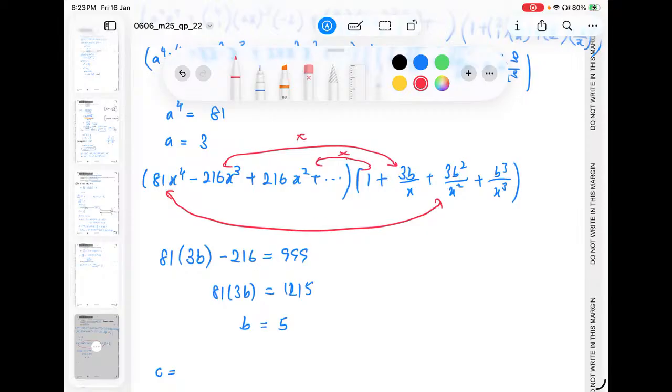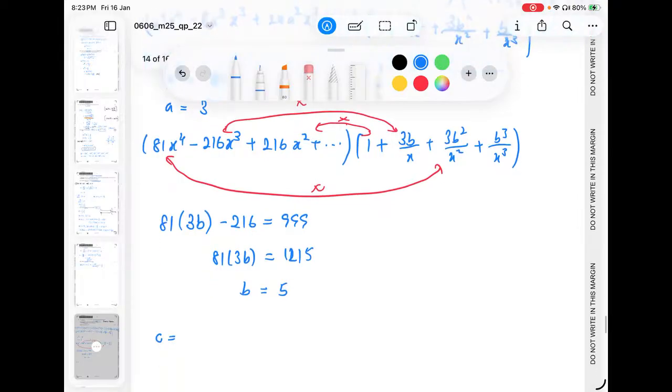So that's your pairings. Now the coefficients only. So the coefficients would be 81 times 3b squared plus, or this should be minus 216 times 3b and plus 216.